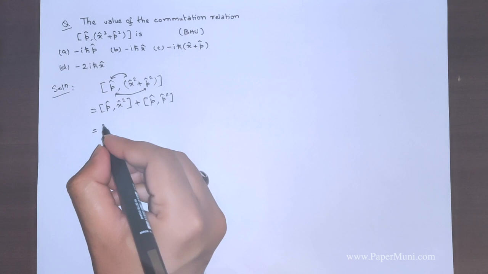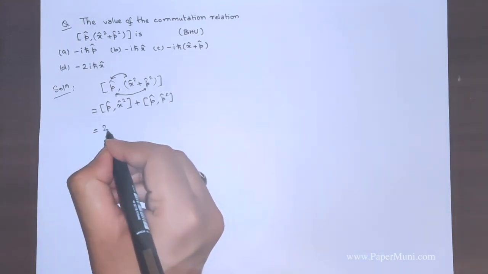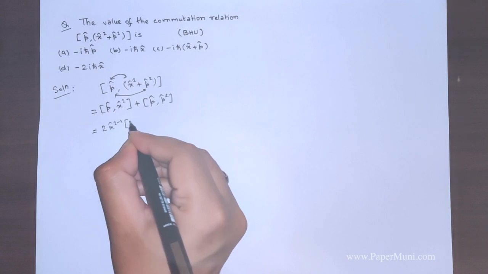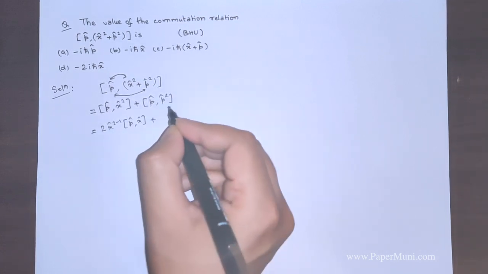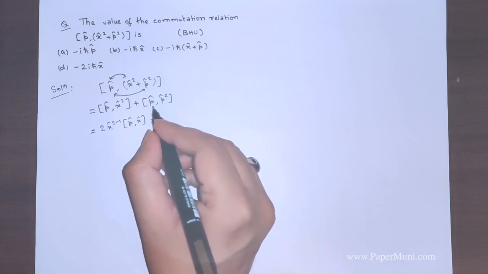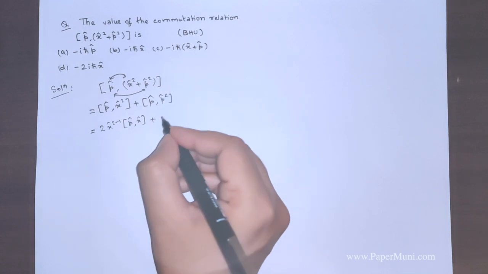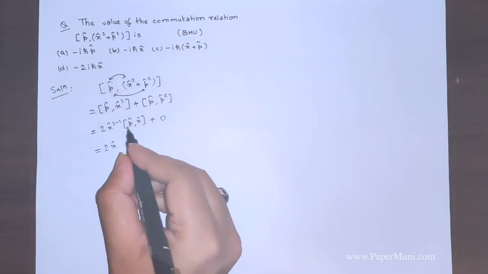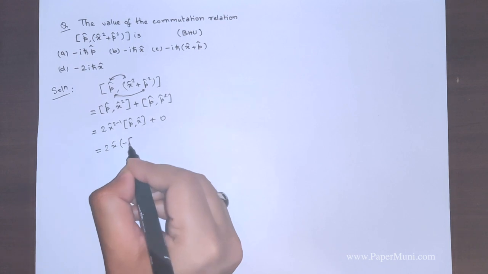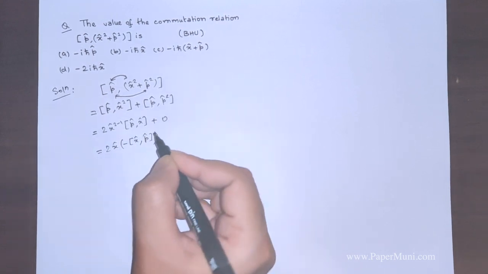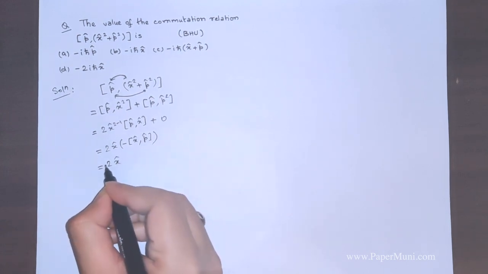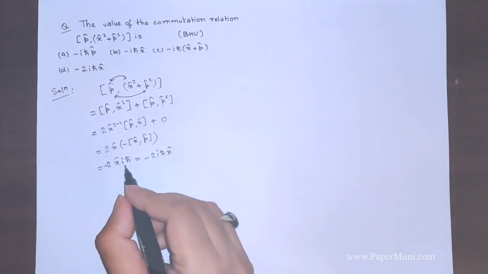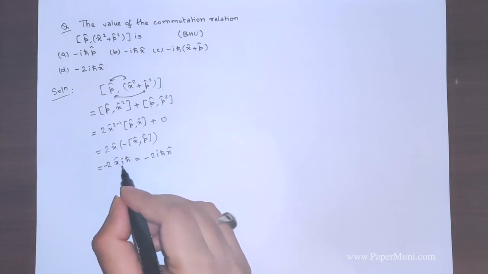Now this will reduce to, we have one property which I'll list down here. We can write this as 2x, and this will be 2 minus 1 in the power, and this will be p, x cap, plus. Now we know that the commutator of an operator with its function is always 0. So this is 2x, and we can write that minus, this is the anti-symmetry property of the commutator. So this will become minus iħ, this is minus 2iħ x cap. Now since the constant quantity iħ will commute with x, we can write like this.